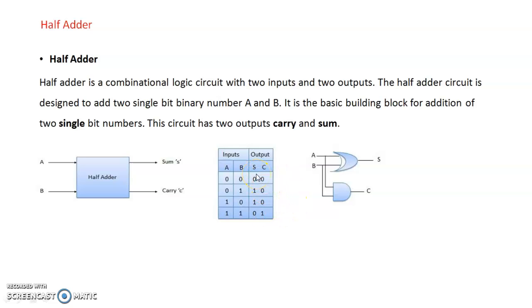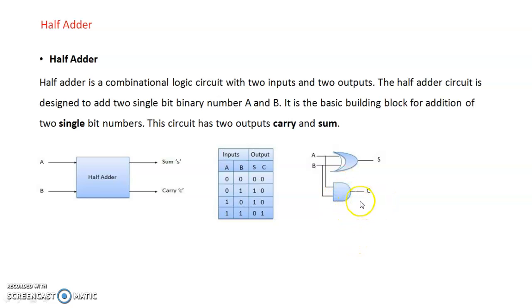So we got the expression for sum, that is A XOR B. When you draw the K map for this half adder circuit, you will get the expression A bar B plus A B bar. So the final expression is A XOR B, and the carry expression is given here. The circuit diagram is shown here, this is the sum and this is the carry.